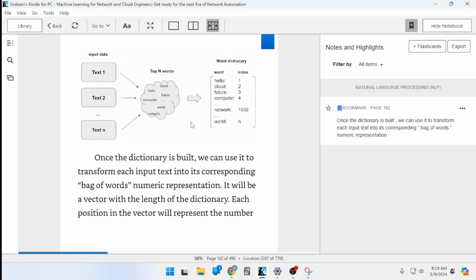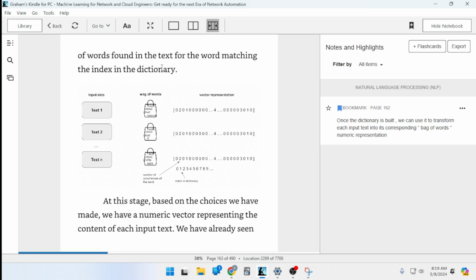All right, that sounds good. So once the dictionary is built, we can use it to transform each input text into its corresponding bag of words numeric representation. It will be a vector with the length of the dictionary. Each position in the vector will represent the number of words found in the text for the word matching the index in the dictionary.